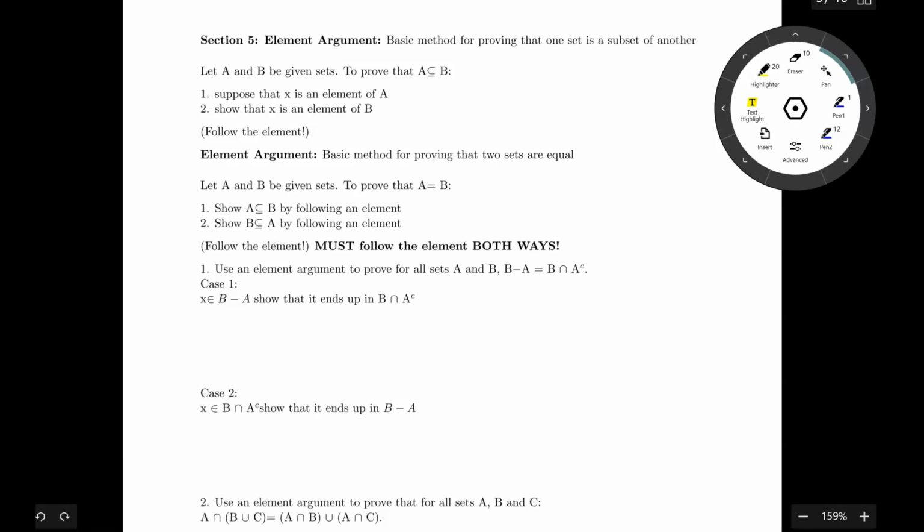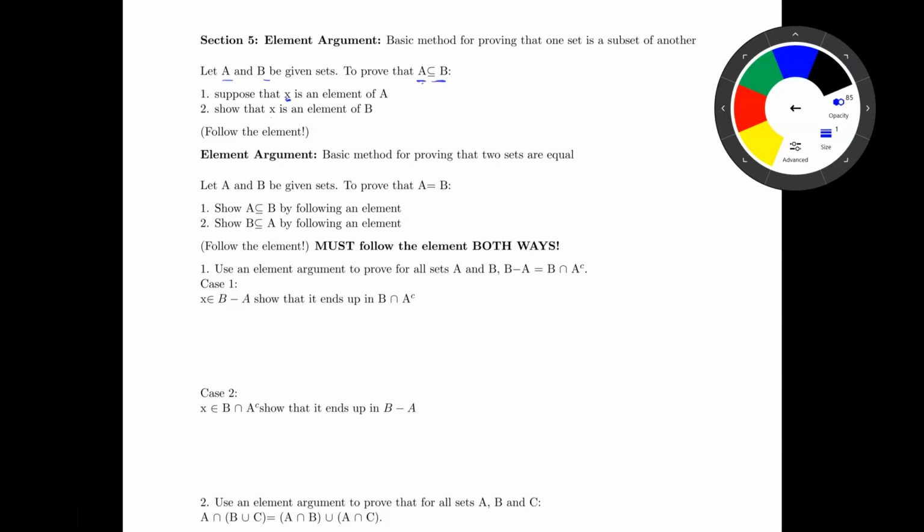The element argument. If I want to show that for any two sets A and B, A is a subset of B, I pick an element, one little x that's in A, and I show by the properties of the sets that it turns out to be in B. So this could be A, a smaller set in B, or it could be A is all of B.